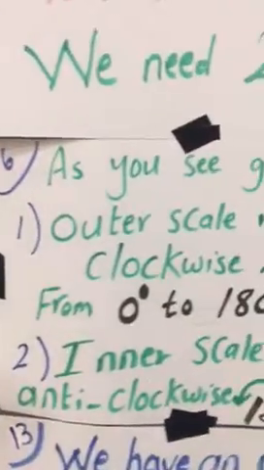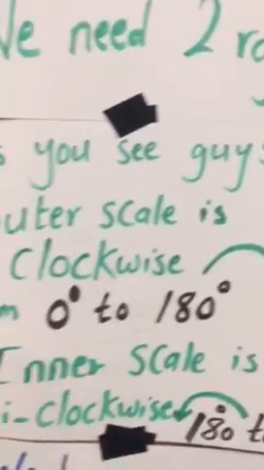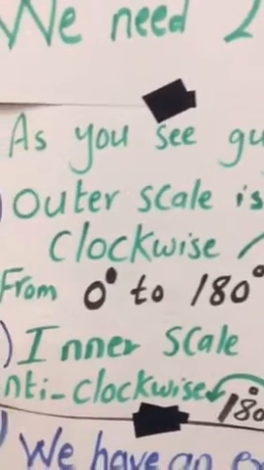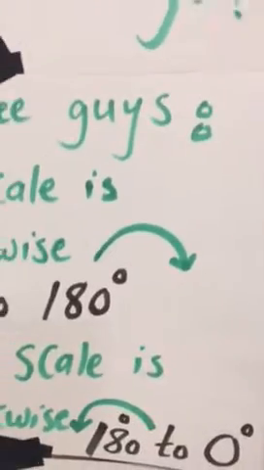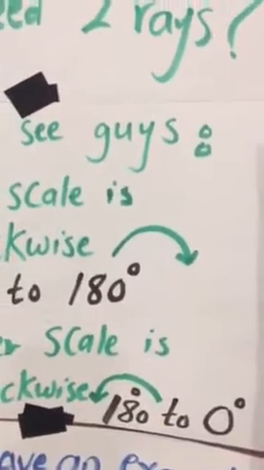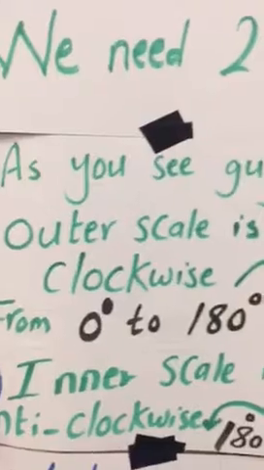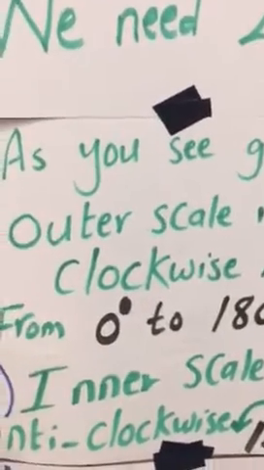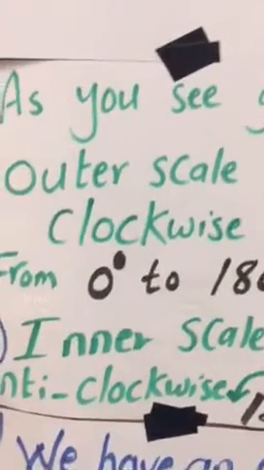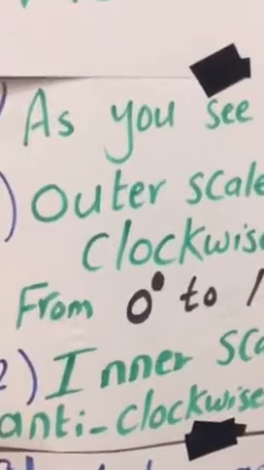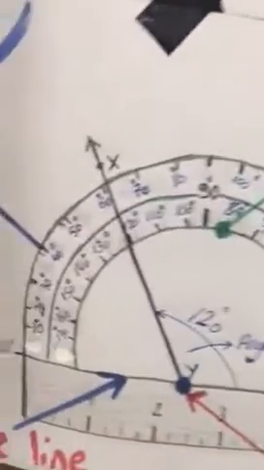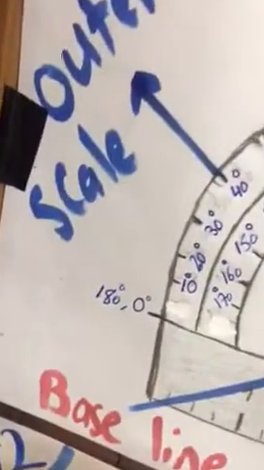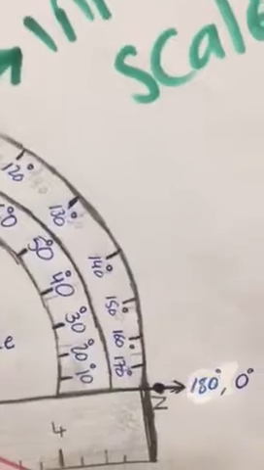Here is the description. As you see, guys, the outer scale is clockwise. Clockwise means you are moving with the direction of the watch's hands, and we will explain the meaning of this arc. You can start from 0 to 180. This is the outer scale. Again, I will show you the outer: 0 up to 180.